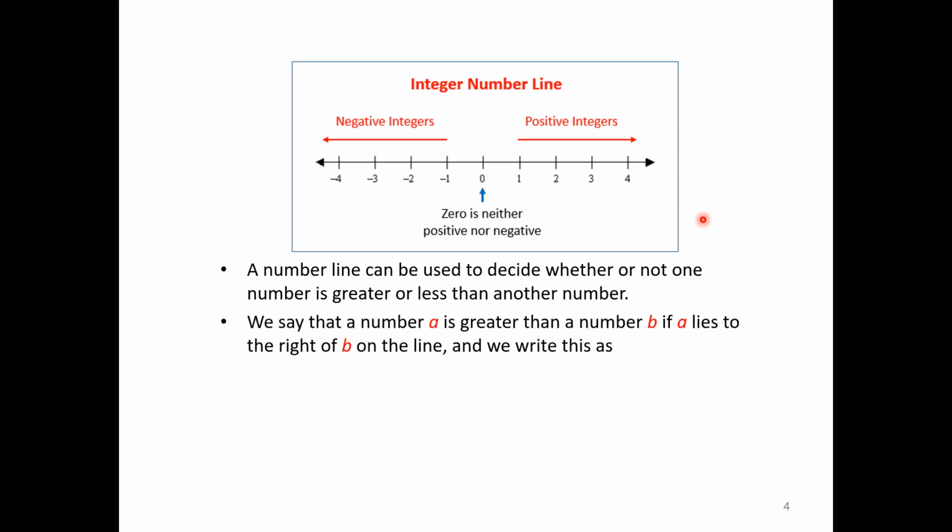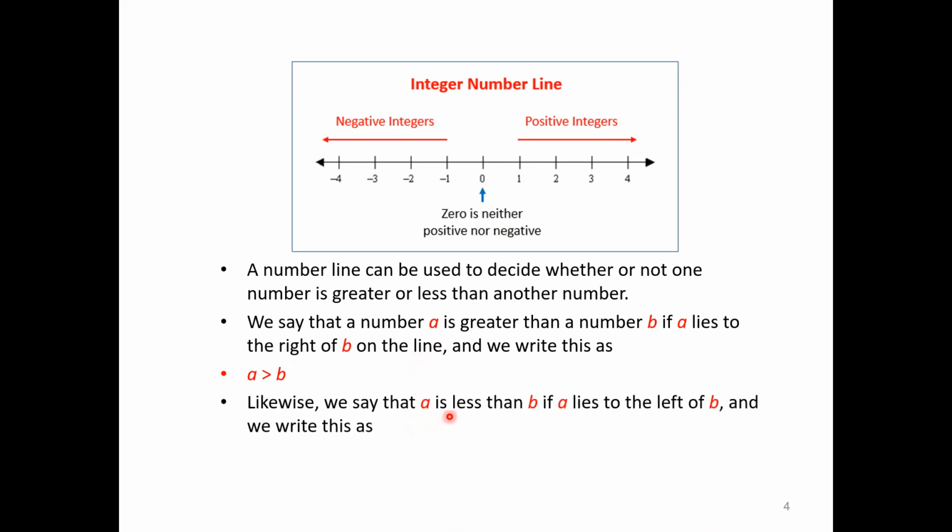We say that a number A is greater than a number B if A lies to the right of B on the line. And we write this as A greater than B. So we use this symbol to describe the relation between A and B. When we use this symbol, we read it from left to right. We say A is greater than B, which indicates that A lies to the right of B on the line.